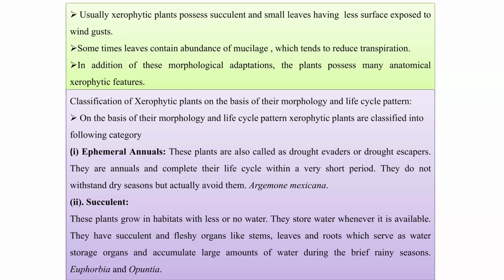So examples for this is the Archimon mexicana. Okay. So succulents, another one. These plants grow in habitats with lesser water, and they use this water whenever it is available. So they have succulent and fleshy organs like stem, leaves, and roots, which serve as the water storage organs, and they accumulate large amounts of water during the rainy season. So examples for these succulents are Euphorbia and Opuntia.